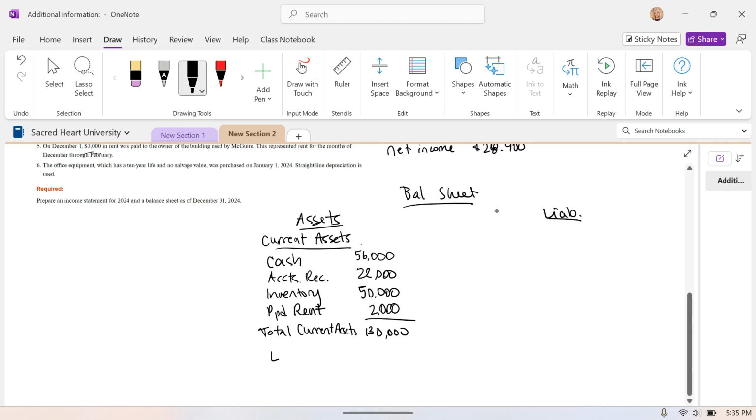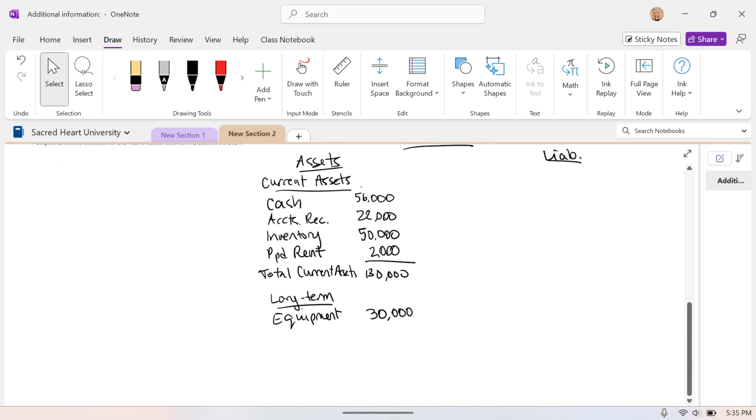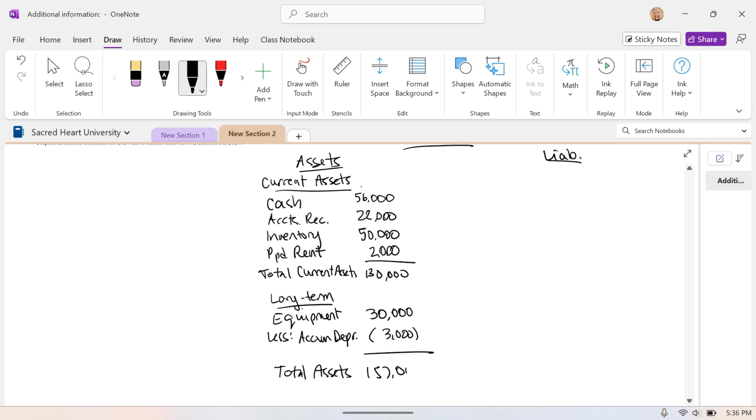$130,000 from long-term assets. We have equipment with a cost of 30,000. We recorded depreciation expense just this one time this period, because this is the company's first year of operations. So our depreciation expense is the same as our accumulated depreciation, 3,000. And our total assets are 157,000.